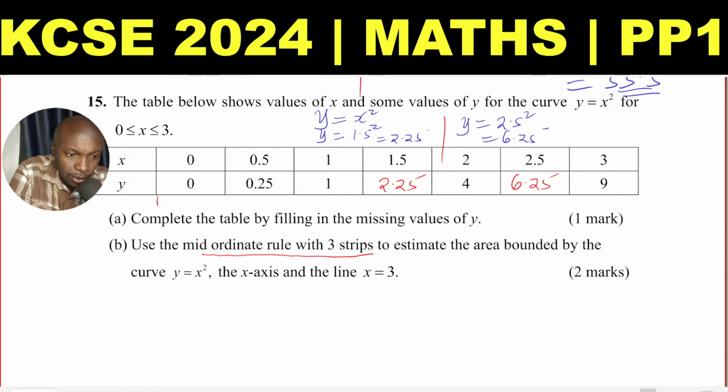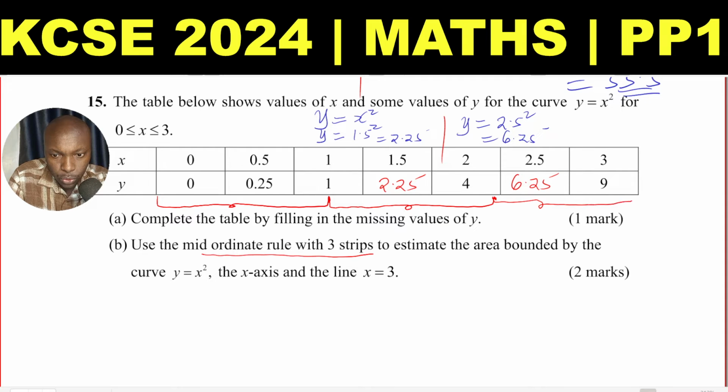So the first strip will begin from 0 all the way to 1. That is the first strip. Then the second strip begins from 1 all the way to 2. You see that? Then the other strip begins from 2 all the way to 3. So you can see you've divided it into 3 strips: the first strip from 0 to 1, the second strip from 1 to 2, then the third strip from 2 to 3.